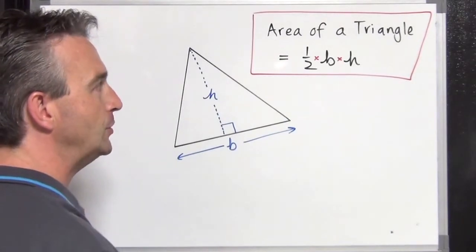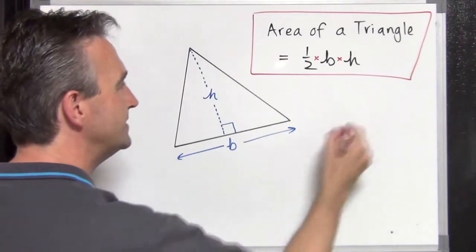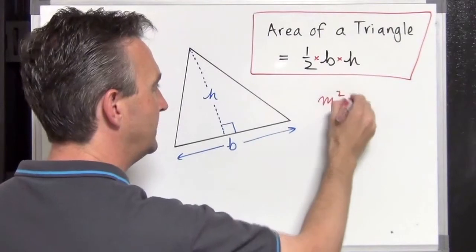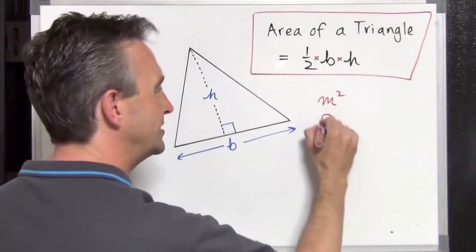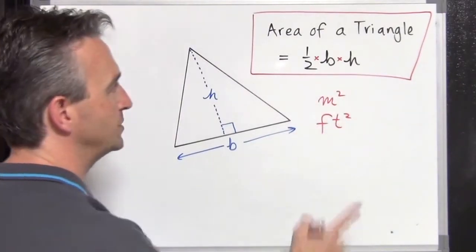And you'll also give units for it. If you're measuring in meters, then the units are going to be square meters. If you're measuring in feet, then the units are going to be square feet. And you always write that after your value. Got it? So that's the formula. And don't forget the units. Let's try a couple of examples.